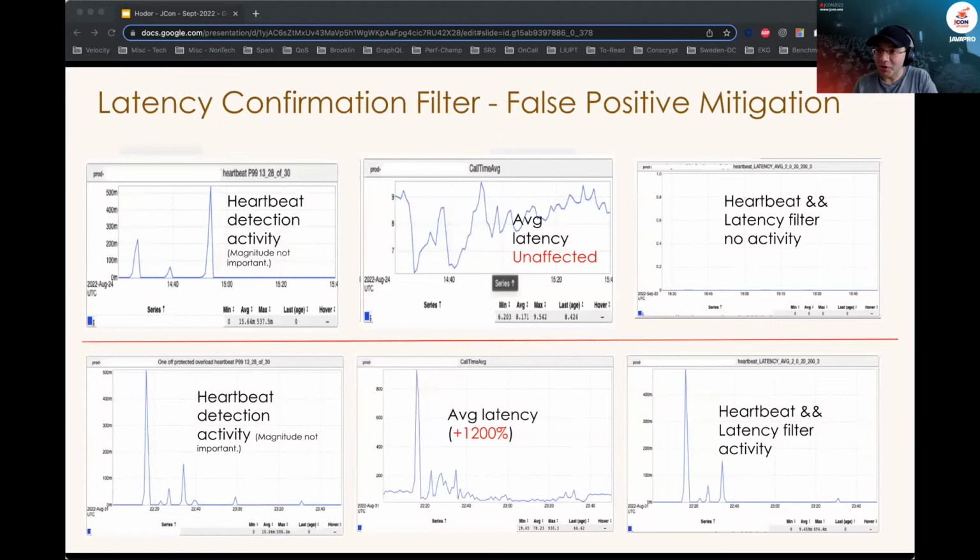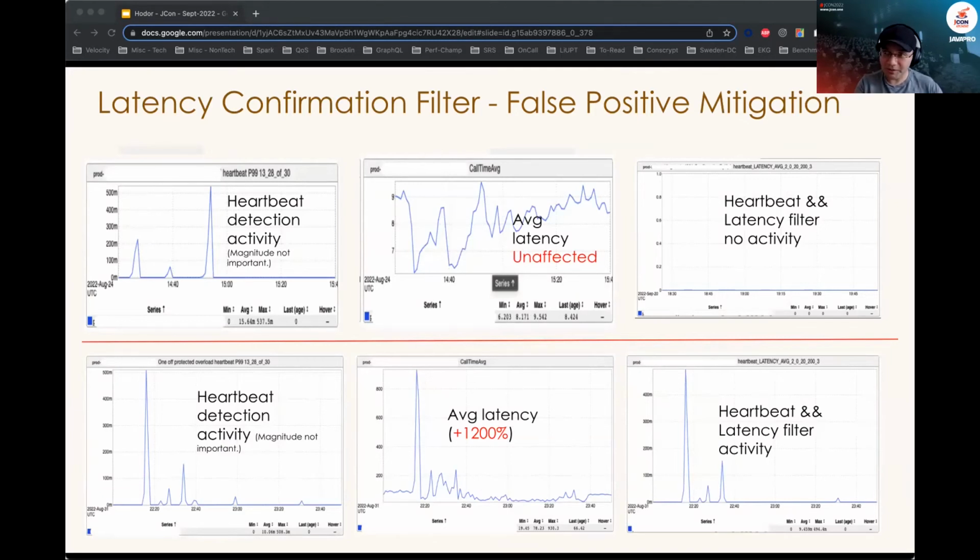Now, here is an example of how the latency confirmation filter helped remove a false positive in prod. In the upper row, the leftmost graph, you see that the heartbeat overload has been firing. However, in the top middle graph, there is no business impact. The average latency is unaffected.